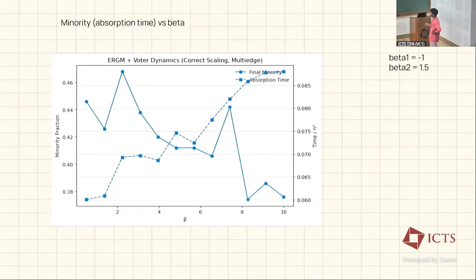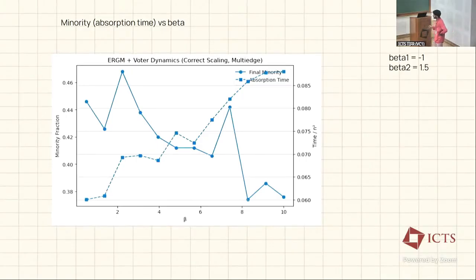Again, as beta increases, we do expect the minority should come down. If beta tends to infinity for the infinite graph, the minority should diminish, it should go to 0. And then we have this increasing absorption time.